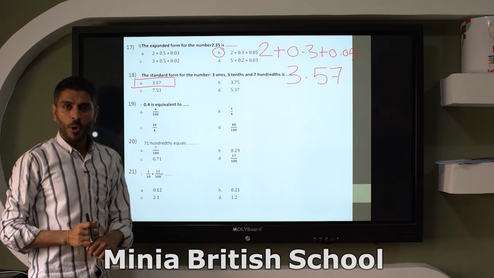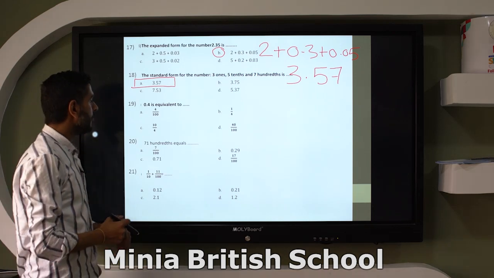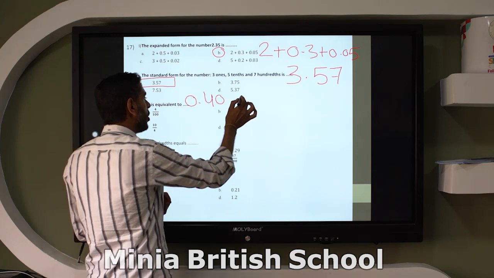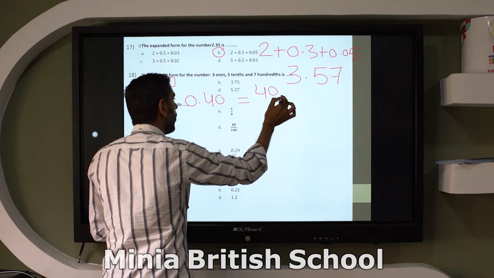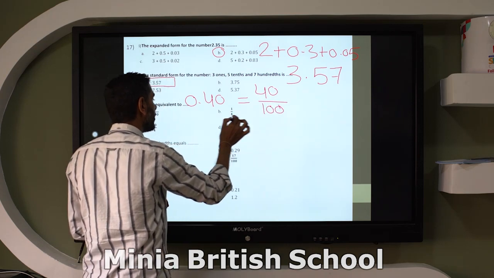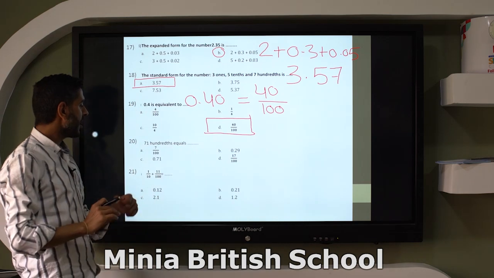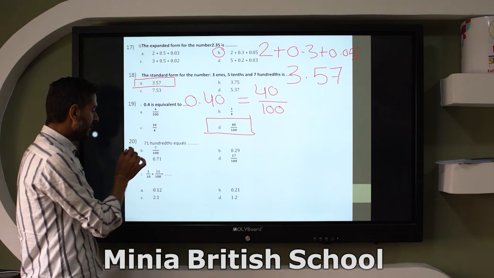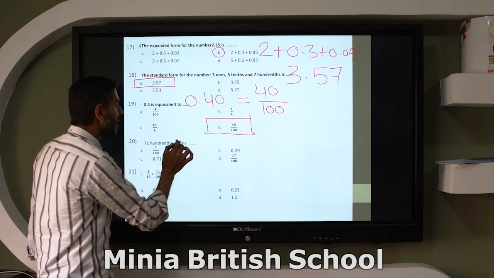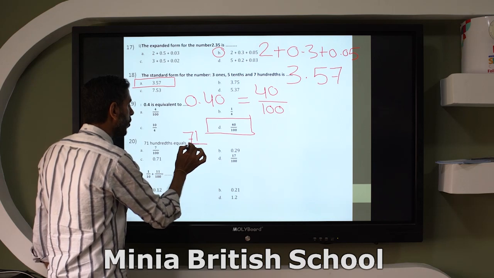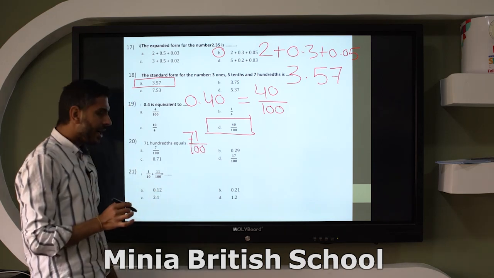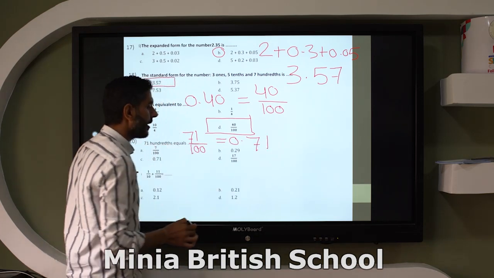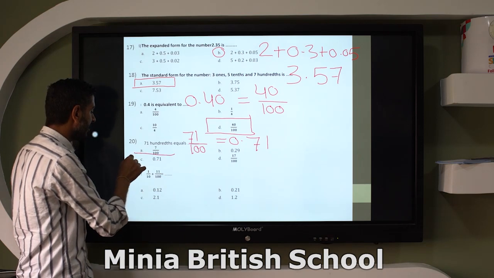Okay, 0.4 is equivalent to 0.40, and 0.4 equals 40 over 100. So the correct answer, letter D. 71 hundredths equals, it means 71 over 100, or 0.71, letter C.